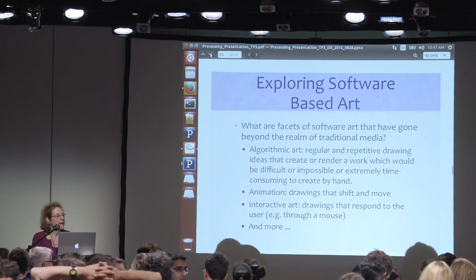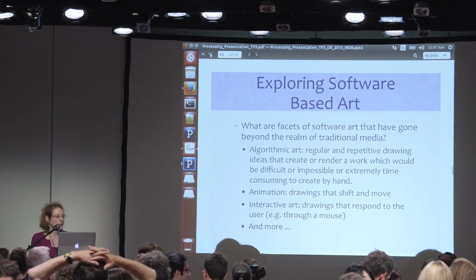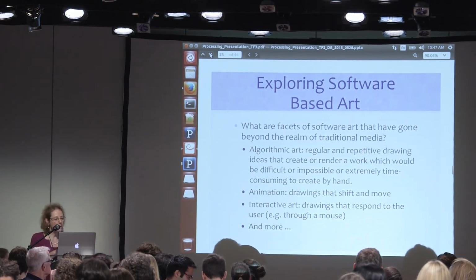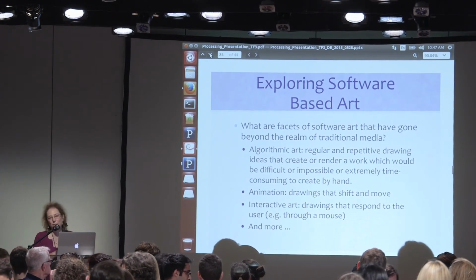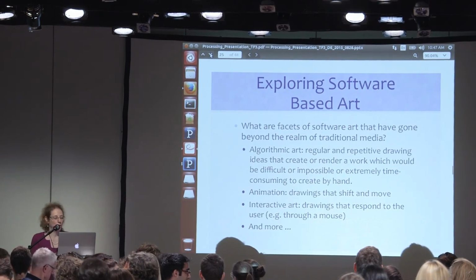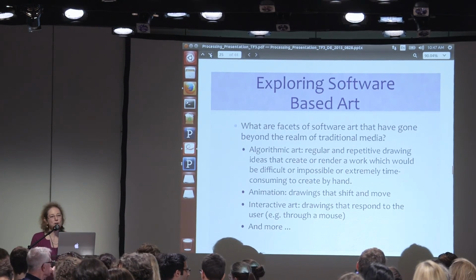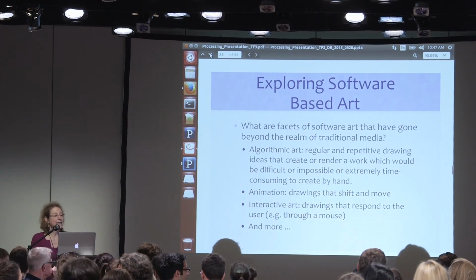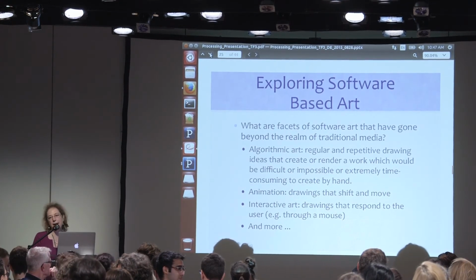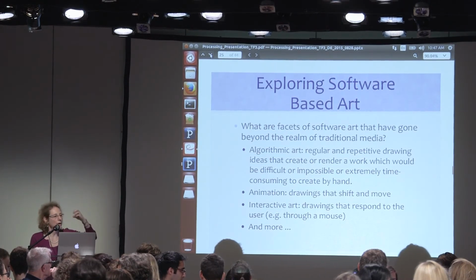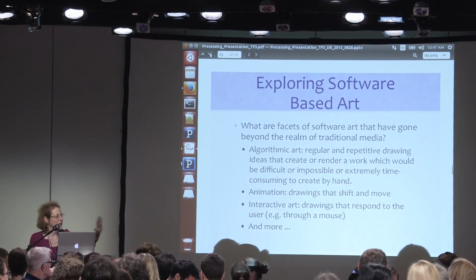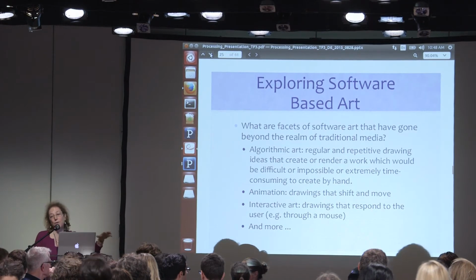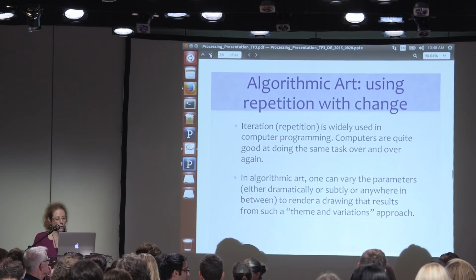So some of the areas of software-based art that you are going to come across in your collections: algorithmic art, which could be very regular and repetitive, but would be, if not impossible, certainly extremely difficult to reproduce. Drawings that shift and move, that are drawn, that would not be a still image. And interactive art are just among some of the categories of software-based art where now we are outside of drawings using a digital tool, but that could have been reproduced with physical media in the so-called real world.